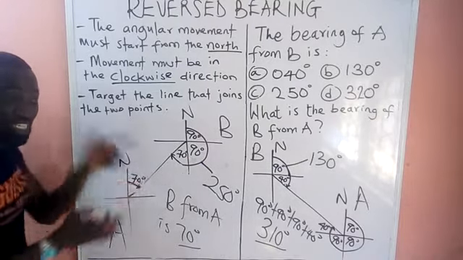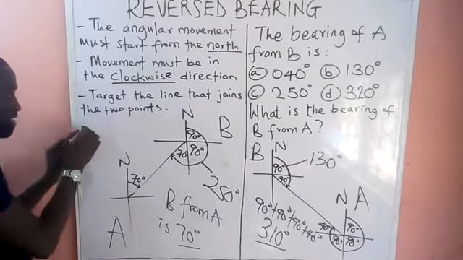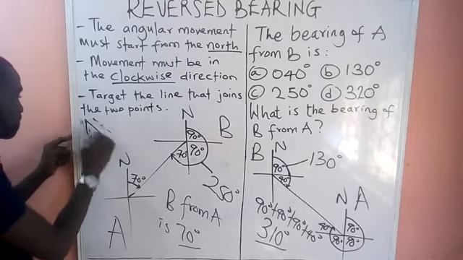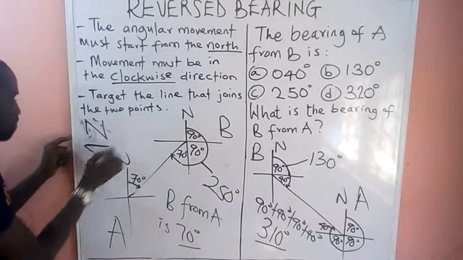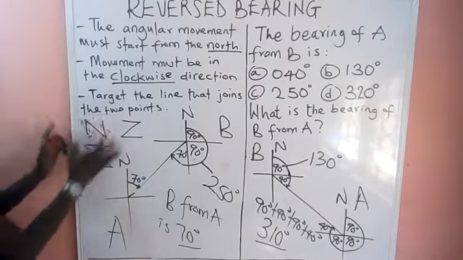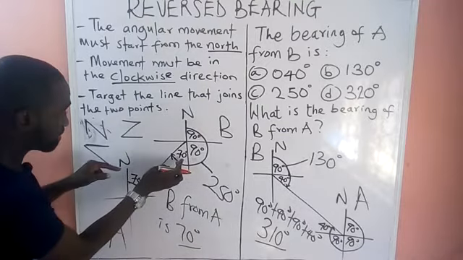You must understand the concept of alternate angle. It is very key under reverse bearing. I told you, alternate angle must form a shape like this. It can form something like this: N shape, Z shape. Are you with me? Or two-sided one like this, normal one like this. So it must form shapes like this. And look at this one. It forms something like N shape. So that was why we said 70 is here.